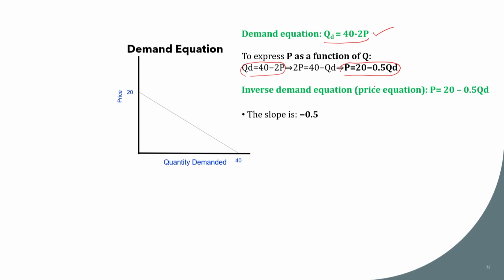When you get the inverse demand function, since we are plotting price on the y-axis and quantity on the x-axis, the slope of this line is minus 0.5. The slope of this demand curve is minus 0.5, because you can see that it is a negative slope from left to right. So the slope here is minus 0.5.